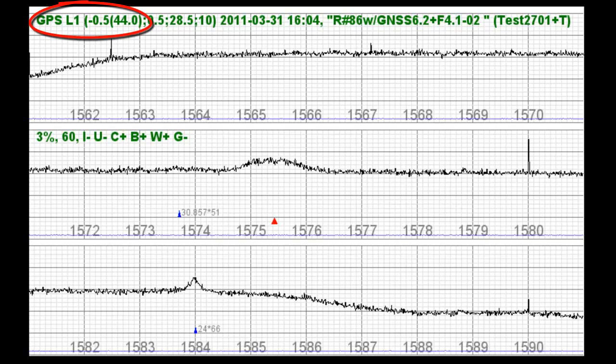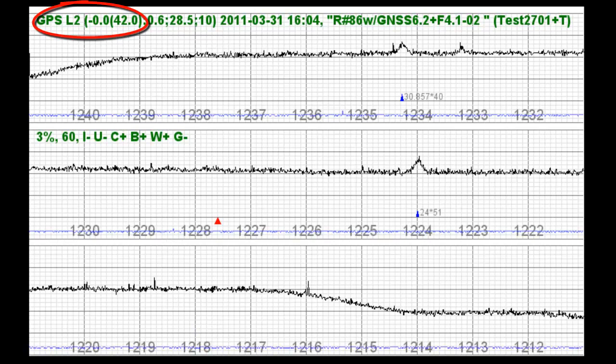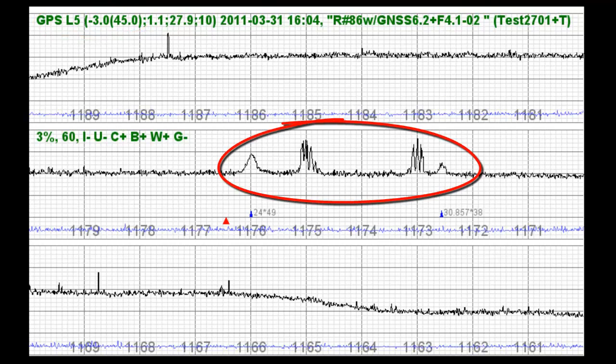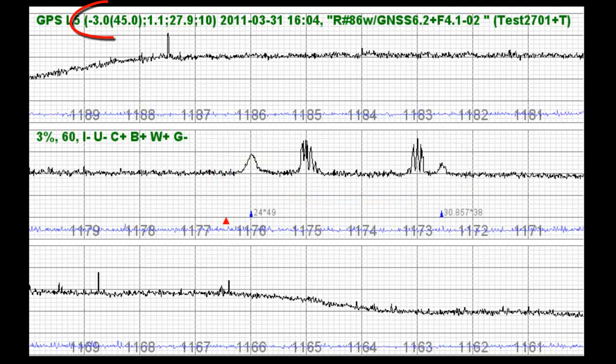AGC number is 0.5 dB lower because this was a different receiver. Next is GPS L2 in our San Jose office, which is also relatively clean. The AGC number shows no loss. Next is GPS L5. There are several interferences in this screen and AGC number is 3 dB lower.